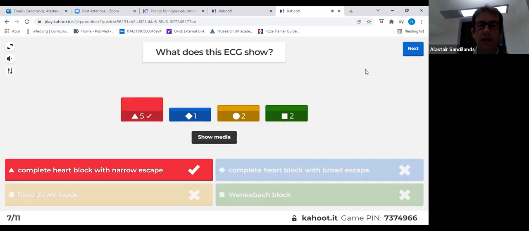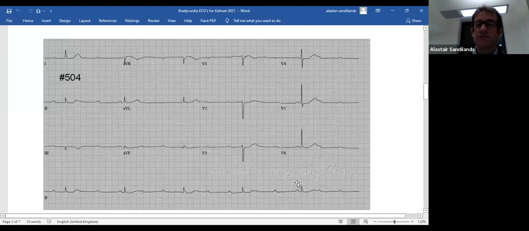Yeah, so this is complete heart block with a narrow escape. So let's look at that ECG a bit bigger for you. So we have a bradycardia. These are the QRSs: 1, 2, 3, 4, 5, 30 beats a minute. Probably have another one just firing here. 30 beats a minute. This is a bradycardia. Is our QRS broad or narrow? The QRS is narrow, that's very narrow.